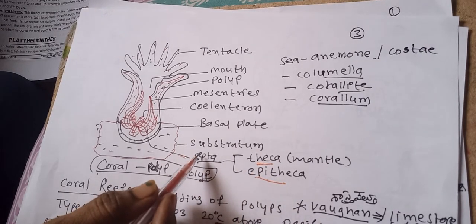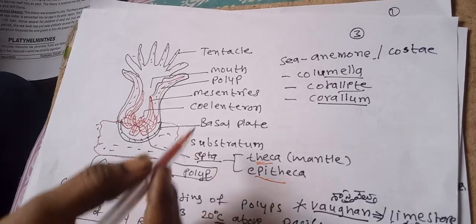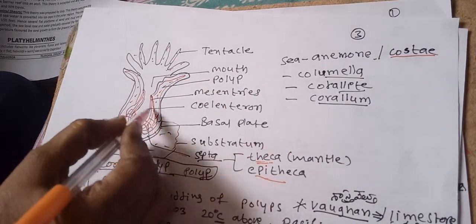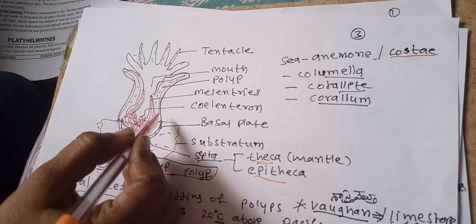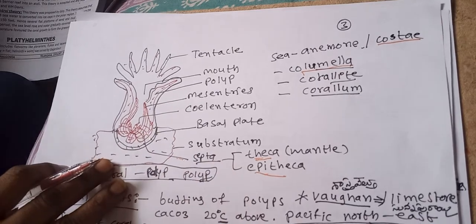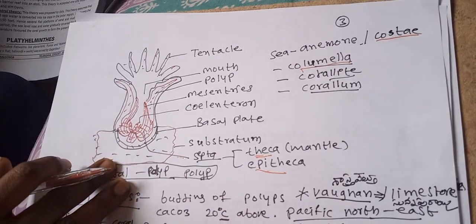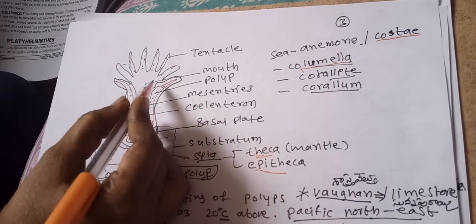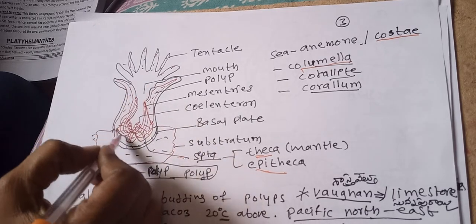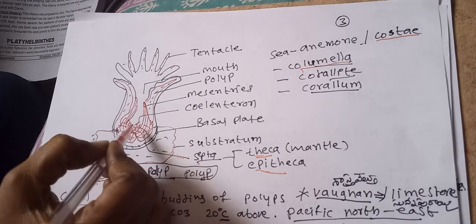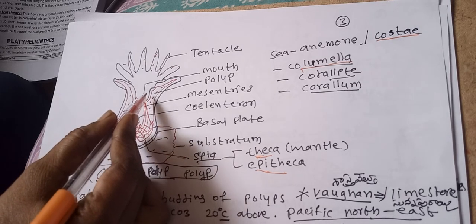The theca is connected with the epitheca by plates called costae. Very important, costae. The inner edges of the septa fuse together producing calcareous pillars called columella. Columella, very important. In the center of the coral, the coral appears as a cup-like structure. This cup-like coral is formed of the basal plate, septa, theca, epitheca and central columella.